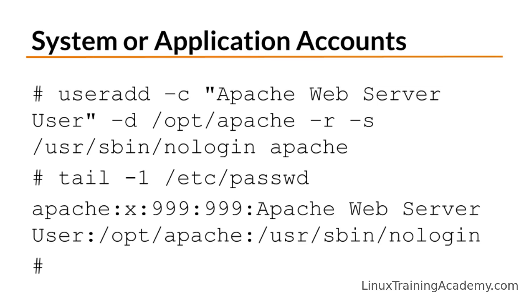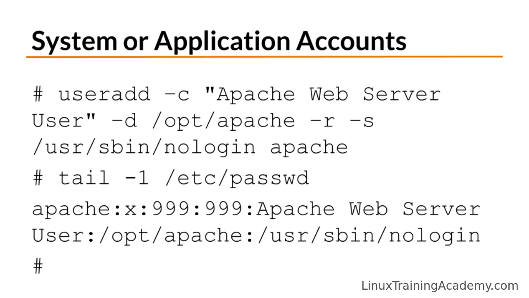You'll notice that the shell was set to /usr/sbin/nologin. This is because we don't want someone to be able to log into the system using the account. We also use the -r option, which instructs useradd to create a system account. Effectively, this means that the account will receive a UID in the system account range as defined in /etc/login.defs. In this example, the user received UID 999.